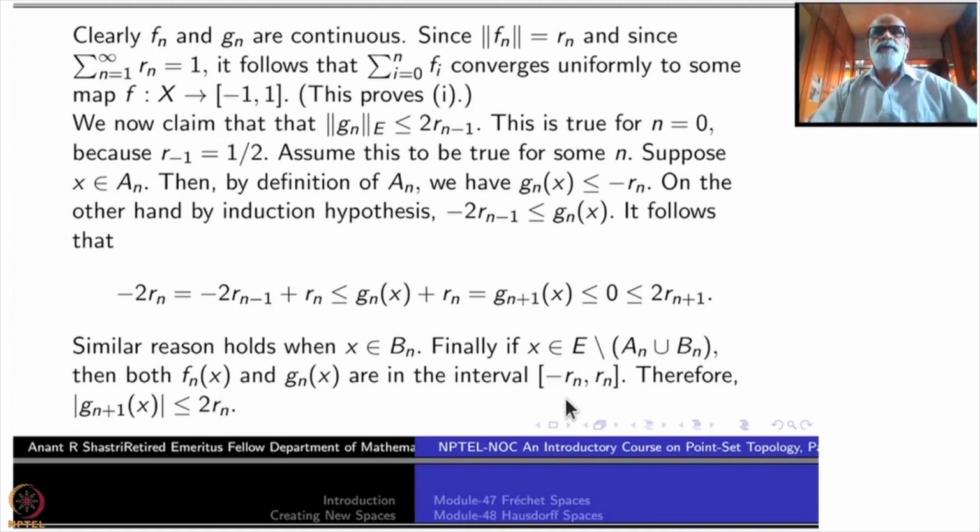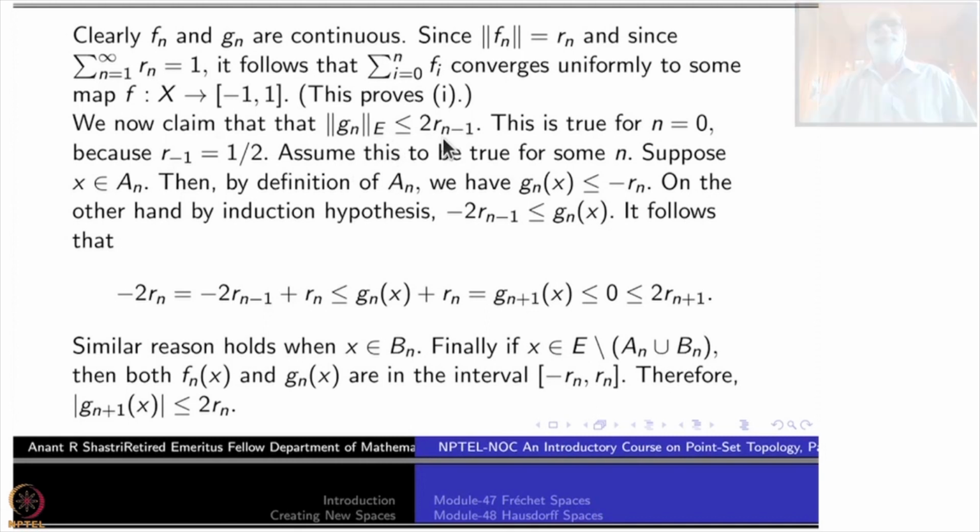Fn is always between minus Rn and plus Rn. Okay, so this completes the proof of the inductive claim, namely that Gn is less than or equal to twice Rn minus 1. For the same reason, because the summation of Rn is convergent, this is dominated by twice these things, and it will follow that Gn of x converges to 0 as n tends to infinity, because these things converge to 0.